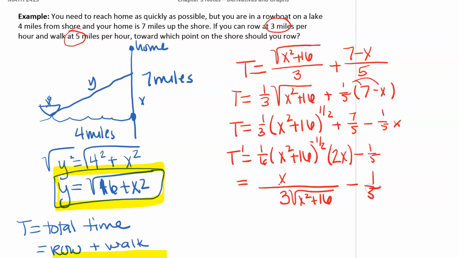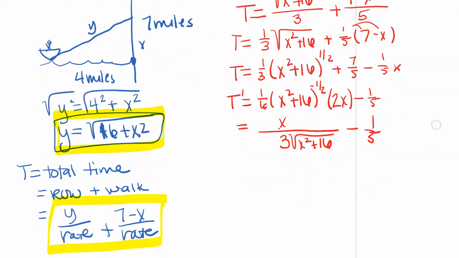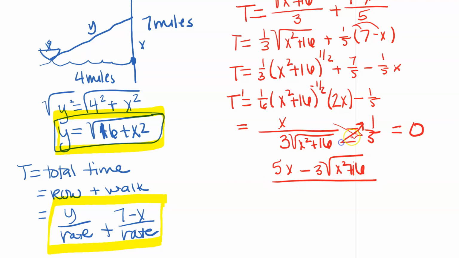Minus 1/5. Now I'm going to go ahead and put those fractions together because I'm going to take this derivative and set it equal to 0, and it'd be better if I had one term over here, especially if it was a fraction. So I'm going to do my fraction trick. I'm going to multiply this way to give me 5x, minus multiply this way to give me 3 square root of x squared plus 16, all over multiply this way, which would be 15 square root of x squared plus 16 equal to 0. Now the reason I would want to do that fraction trick and get it equal to 0 is because when I'm solving this out, the only time that this fraction would give me 0 is if that numerator was 0.